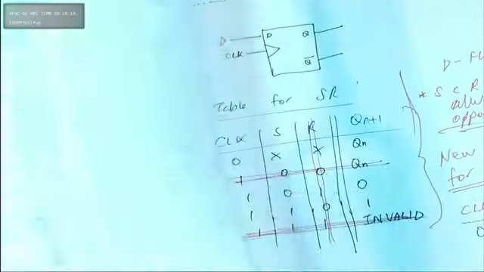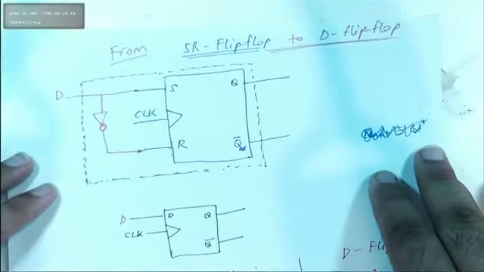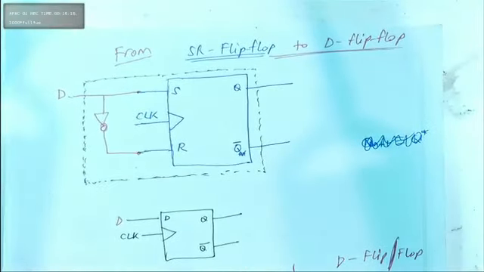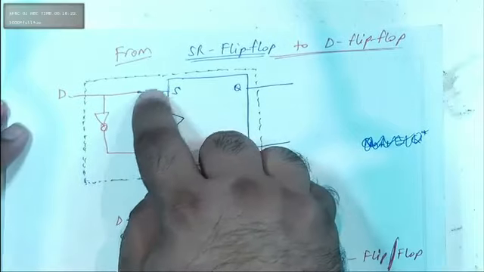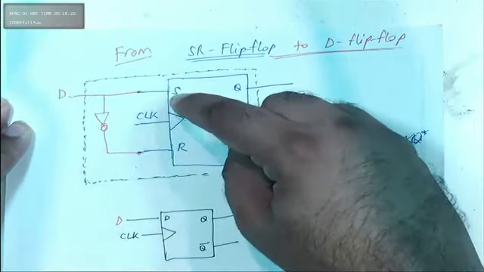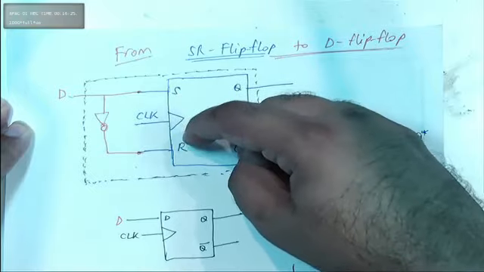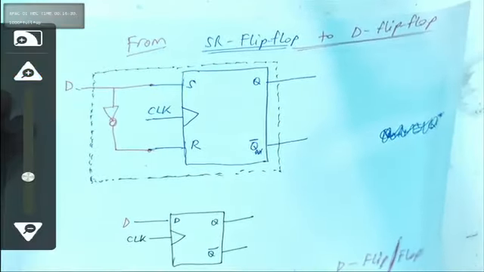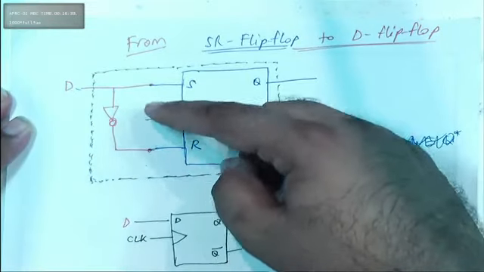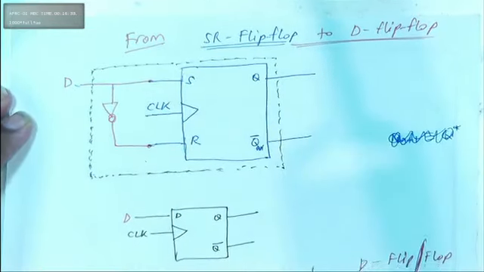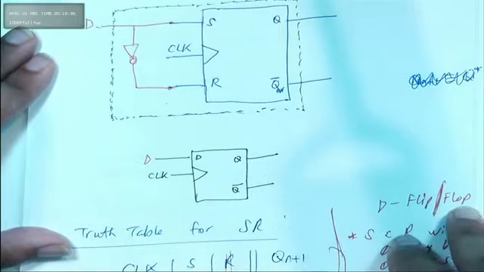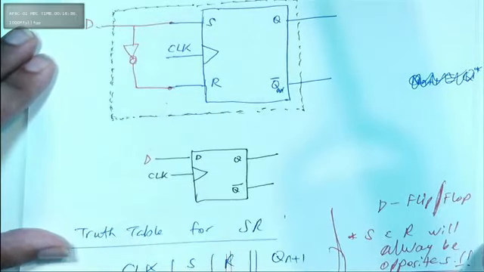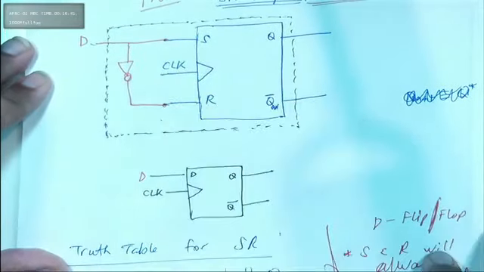SR flip-flop, characteristic table. Now the D flip-flop. How do we get the D flip-flop? Basically, we just take one input, we put a NOT. So basically, R will always be the opposite of S. Can you see that? Right? So that's a new flip-flop called the D flip-flop. You've got the clock still there. So now your inputs are only D and clock.